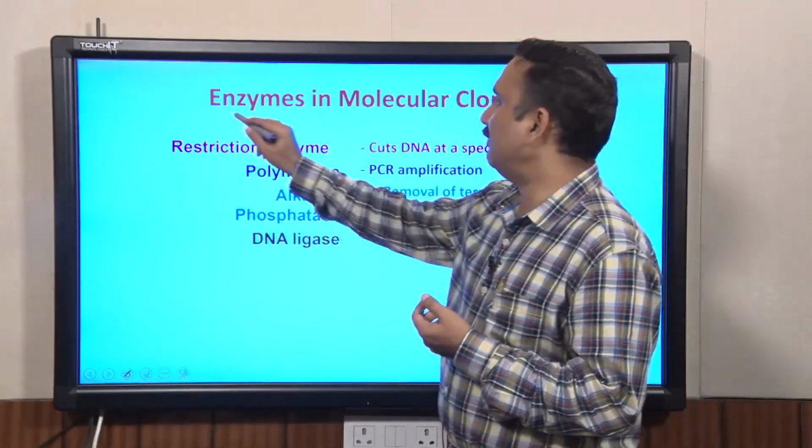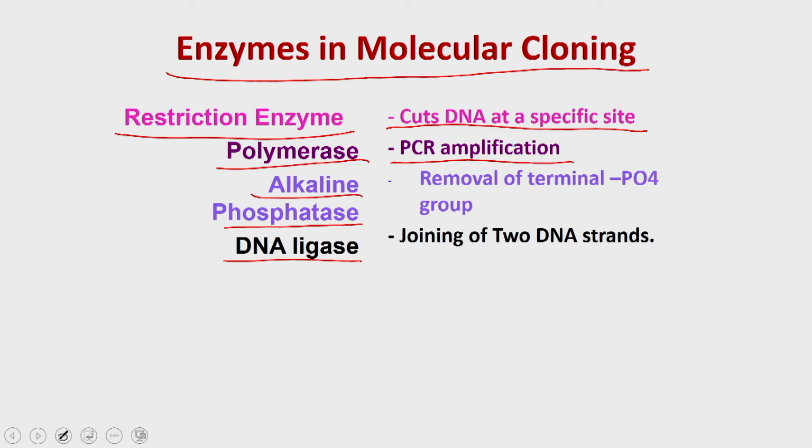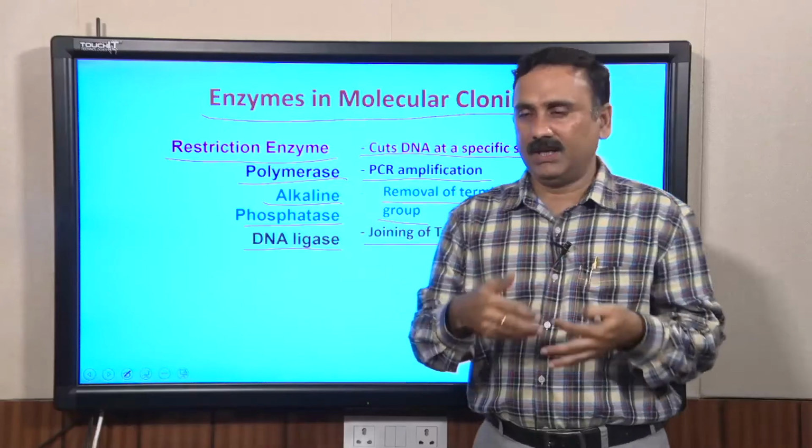Then we further moved on and discussed the role of different types of enzymes in molecular cloning. We have discussed restriction enzymes, polymerases, alkaline phosphatases, and then we also discussed the DNA ligase. Restriction enzyme is required for cutting the DNA at a specific site, polymerase is required for PCR amplification, alkaline phosphatase is required for removing the terminal phosphate groups, and the ligase is required for joining two DNAs, so that you are going to get the recombinant DNA.